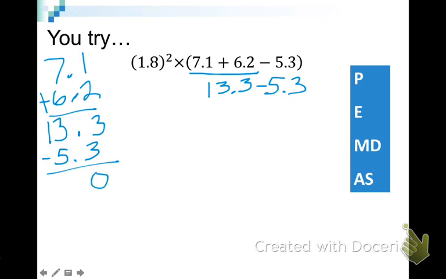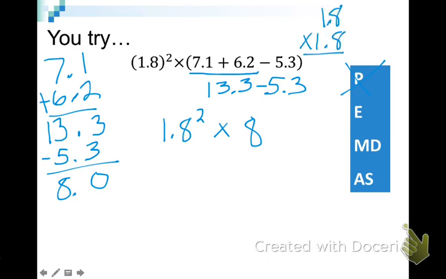3 minus 3 is 0. 13 minus 5 is 8. So I have 1.8 squared times 8 as I simplify parentheses here. And now that that is done, I look at my exponents, which I do have. So I have 1.8 times 1.8. As I multiply that out, it gives me 3.24.